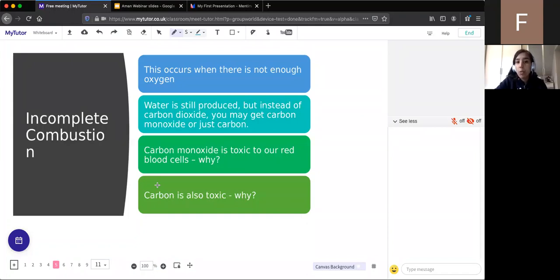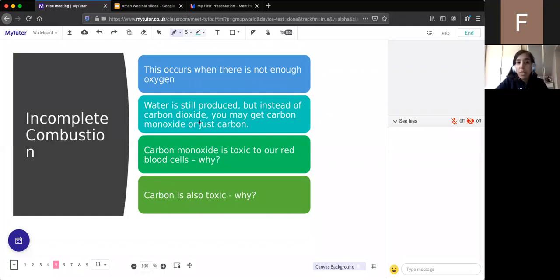So as I said, you will get one or the other. So you will either produce carbon monoxide and water or carbon and water. Carbon monoxide is still a gas. Carbon tends to be a particulate, so it's a bit of a solid. So the first question on the screen is asking, why is carbon monoxide toxic to our red blood cells?